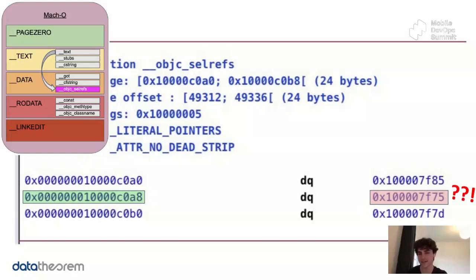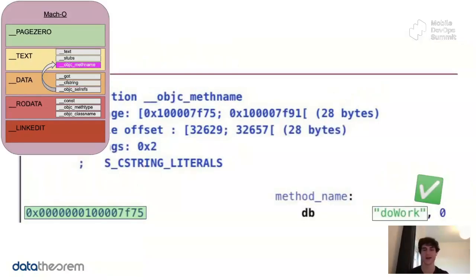And if we look at that 64-bit word, it's another pointer. So we've got to follow another link to somewhere else in the Mach-O. Okay, no problem, we can do that. So we follow the link, and that takes us to the Objective-C method name section in the text segment. And now, thankfully, that's the end of the chain. Here we've got that ASCII literal doWork.